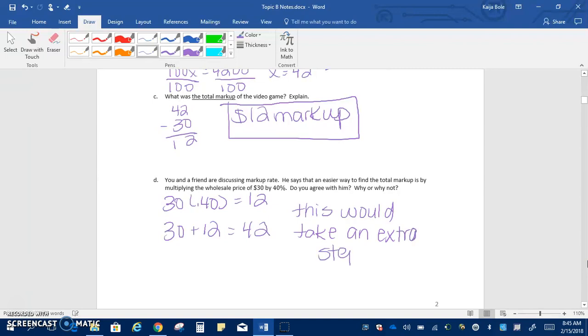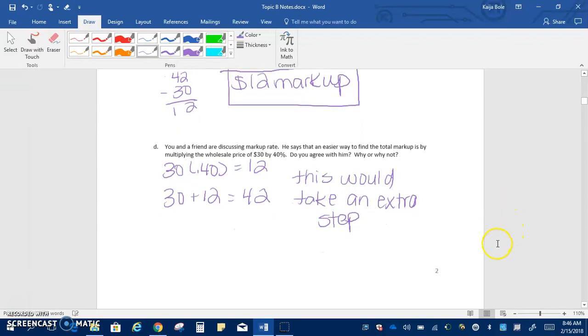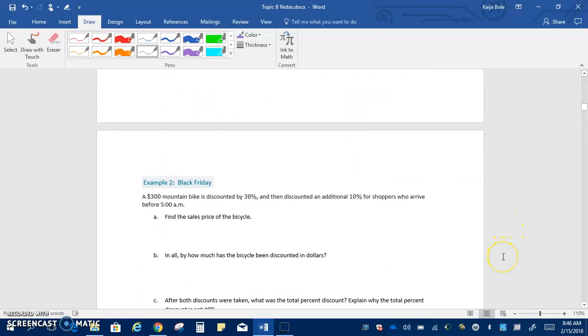Alright, so same idea, but I think what we did at the top takes out that extra step by adding it to 100. Okay, but we can go ahead and flip on to the next page.